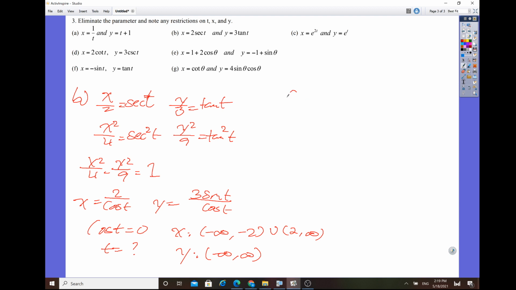Okay, let's do the one for c. So this one, we do know that x equals e to the power of 2t. So basically this one can be written as e to the power of t, quantity squared, power to power. So y equals e to the power of t. So basically what we can do is say that x equals y, quantity squared, and then square root both sides.